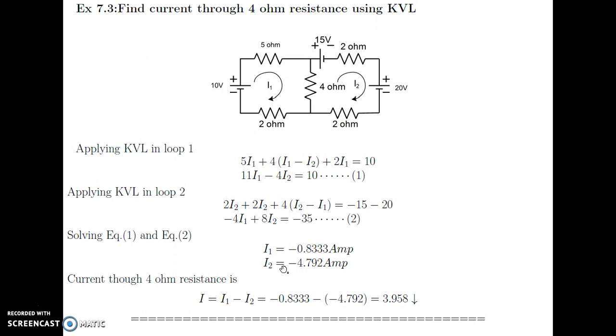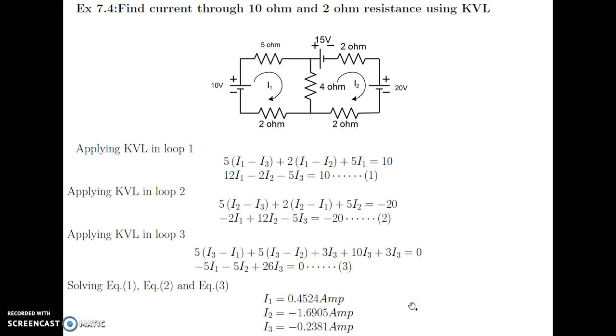I got the I1 and I2 values, but what is the value of the current through the 4 ohm resistance? The current through the 4 ohm resistance is equal to I1 minus I2. Substituting the values of I1 and I2, minus 0.833 minus (minus 4.975), it will give you 3.958. That is the current flowing in the downward direction. It is I1 minus I2, so it follows the direction of I1, so it is 3.958. So this is by applying the KVL law.